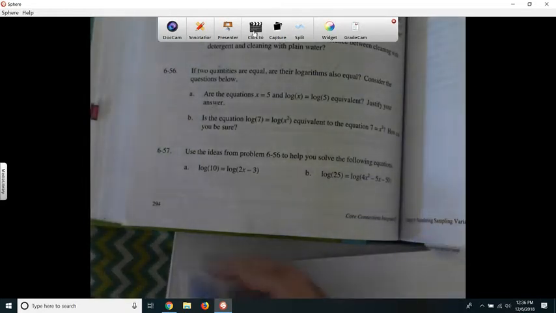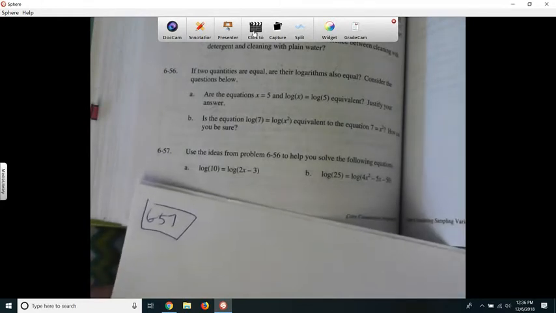6-57. So we need, it says, use the ideas in 6-56 to help you solve the following equations.